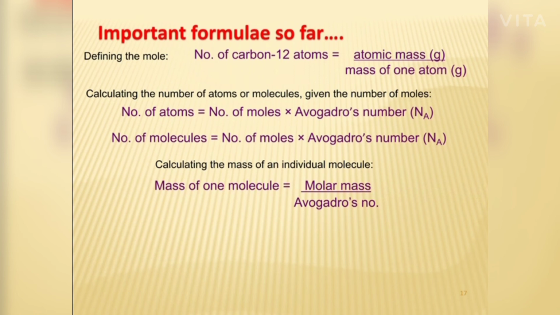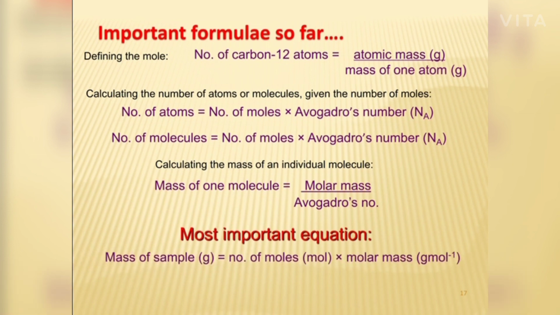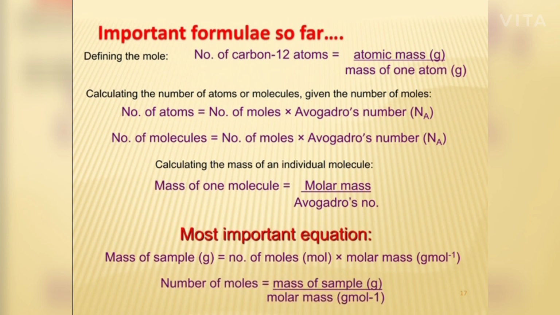Calculating the mass of an individual molecule: mass of one molecule equals molar mass divided by Avogadro number. Mass of sample equals number of moles into molar mass. Number of moles is equal to mass of sample divided by molar mass.